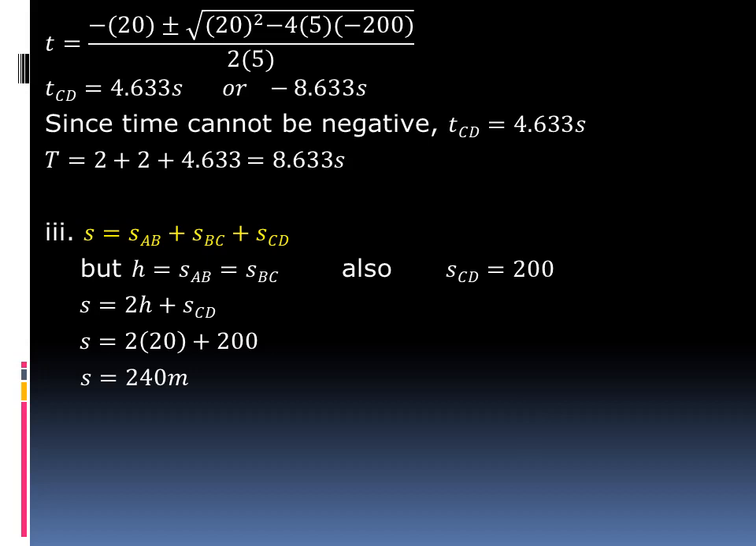Replace in the equation to become S equals 2h plus S CD. The 2h here is coming from S AB plus S BC. Then we get S equals 2 times 20, plus 200. That gives us S equals 240 meters. And the total distance covered is 240 meters. Hope we are all on the same page.